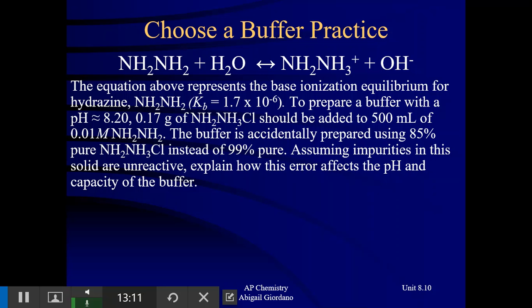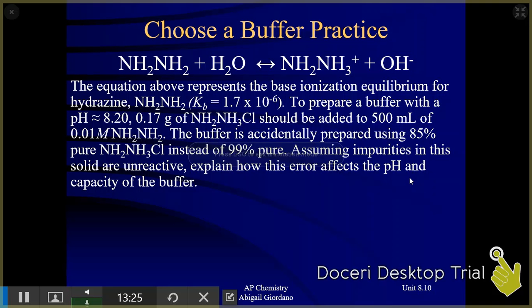To prepare a buffer with a pH of around 8.2, 0.17 grams of what's called hydrazinium chloride should be added to 500 milliliters of 0.01 molar hydrazine. Okay, so let's just stop for a minute. Here is hydrazine, which is a weak base. And here is something called hydrazinium, which is its conjugate acid. So ladies and gentlemen, this is a buffer system, okay? Because you can have buffers with bases and conjugate acids.